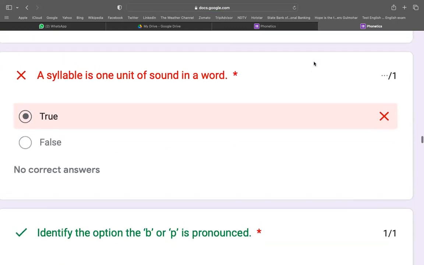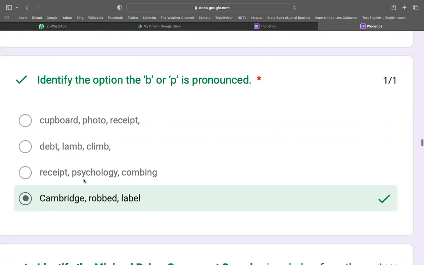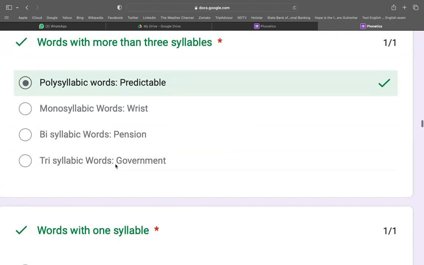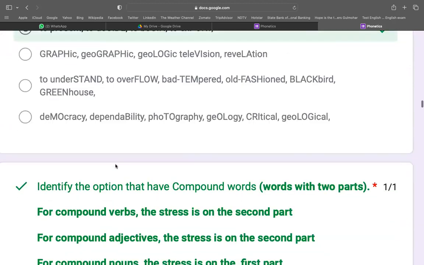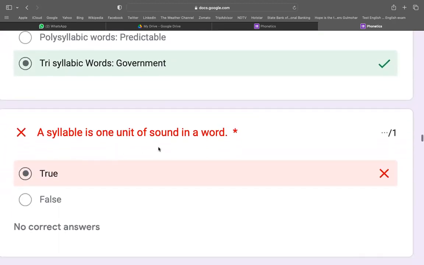Okay. A syllable is one unit of sound in a word. It means it is a correct answer, but the answer is not provided. Okay, fine, I do understand. It's true. Actually, I have given all these questions answers and 50 out of 50. So a syllable is one unit of sound in a word. Minimum is called a one syllable sound, right?